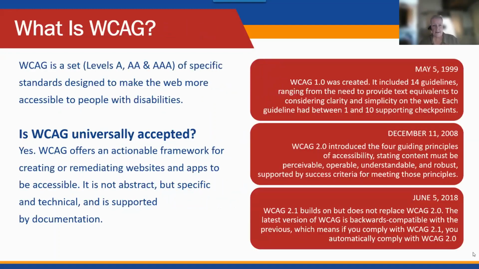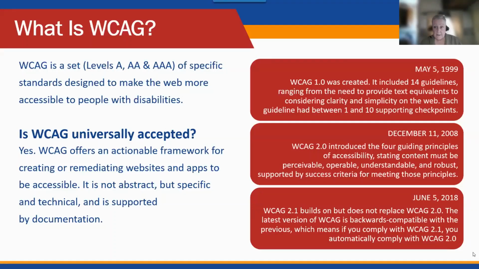And what is WCAG? These are guidelines that have been set up. There are three levels: levels A, AA, and AAA, and they've been around since 1999. Originally, the WCAG 1.0 guidelines had 14 options, ranging from the need to provide alt text for your graphics to clarity and simplicity of your content.